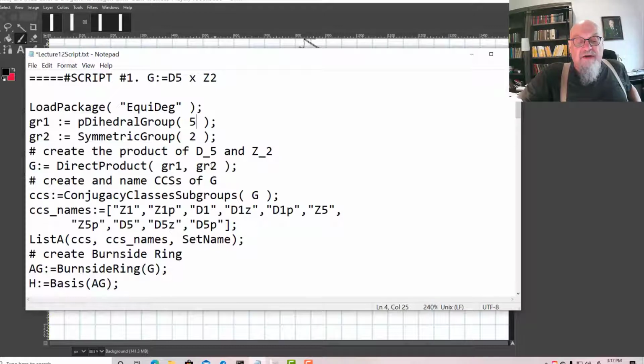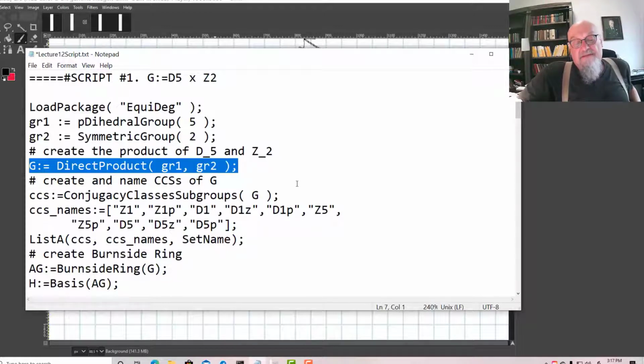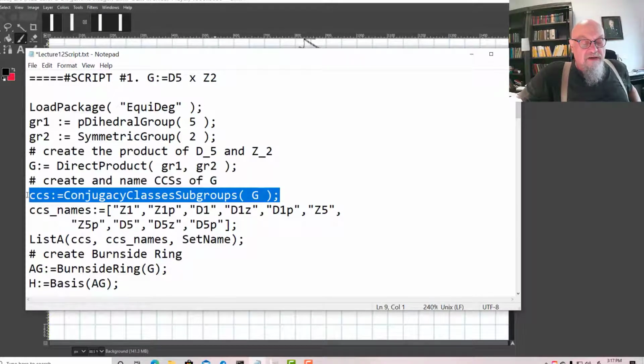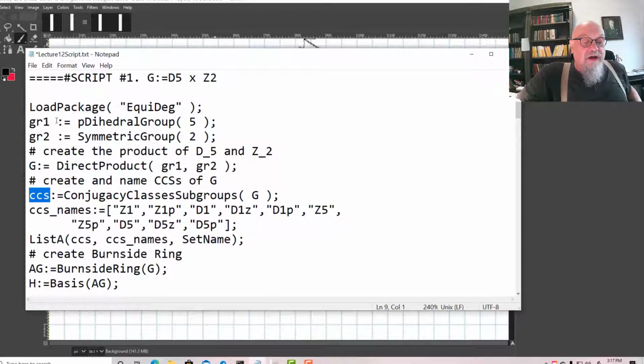And then once you have the group, what are the conjugacy classes of this group? Here, CCS is the conjugacy classes. All those names that you are giving here are your choice, your imagination. You can make it complicated or simple. For example, I wrote CCS names, but you could make it just CCSN names. And then you see here the abbreviations, Z1, Z1P. How do I know what these abbreviations are? You have to recognize the subgroups.